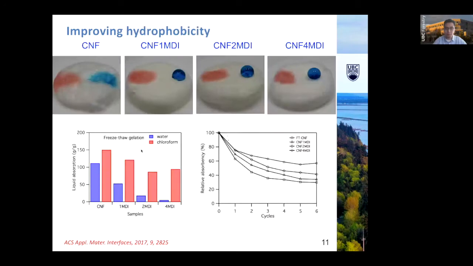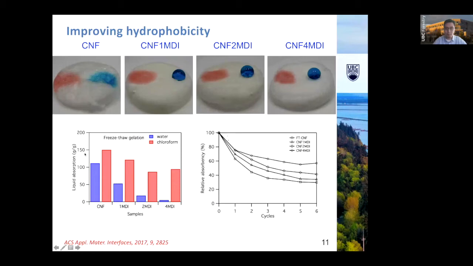With the modification of MDI, we can also turn this into a hydrophobic material because of the aromatic ring structure in the MDI structure. Before, it was amphiphilic. It could absorb both oil and water. The oil is dyed in red color, the water is dyed in blue color. After modification, you can see the water start to bead up. Chloroform absorption decreases, and the water absorption also decreased to minimum. The reason for chloroform absorption decrease is the increase of the density.